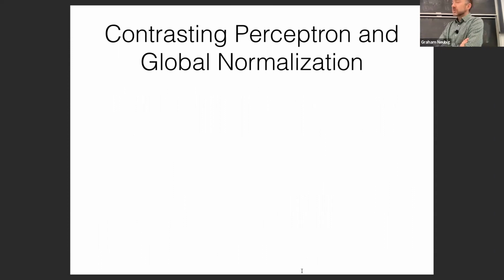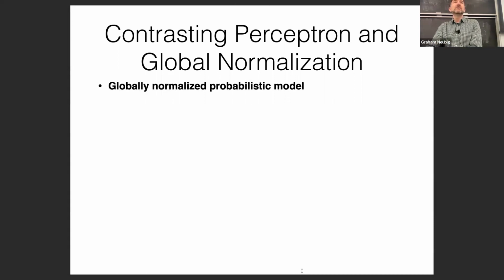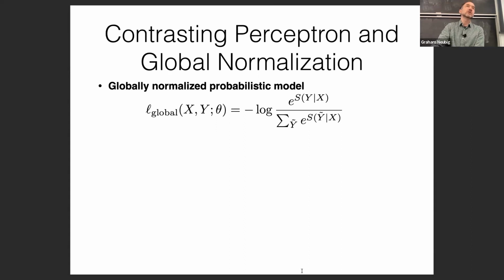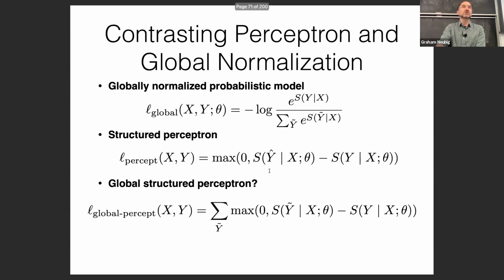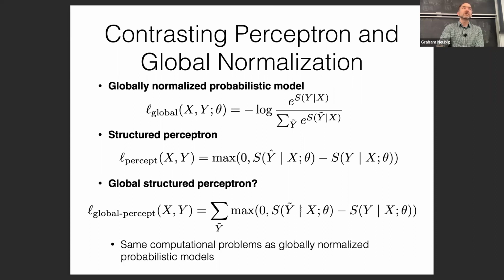One thing that we can do is we can now look back and contrast what we're doing in the perceptron with global normalization. A globally normalized probabilistic model basically looks like this, as I just introduced. The structured perceptron looks a bit like this. You could also think of something like a global structured perceptron, where instead of taking the one best and enumerating over this, you could take the max over all of the outputs in the output sequence and calculate this loss with respect to that. However, the problem with this is it has the same computational problems as the globally normalized probabilistic models, because now you're taking the sum over all of the things in the possible output space.